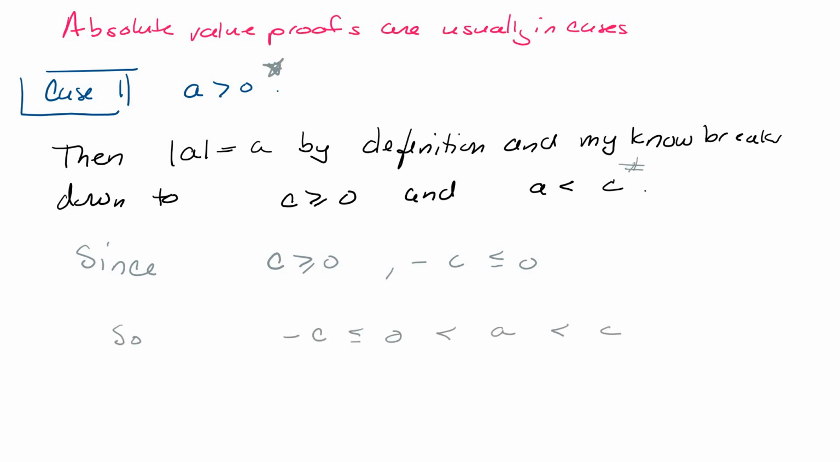So here's what I have so far. I got minus C is less or equal to 0, A is bigger than 0, which is less than C. I'm almost there. It kind of looks like my neon sign, where I'm supposed to get to.